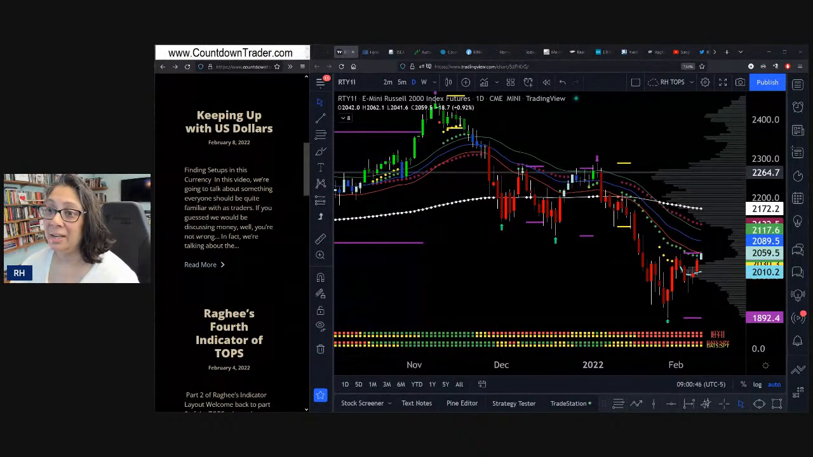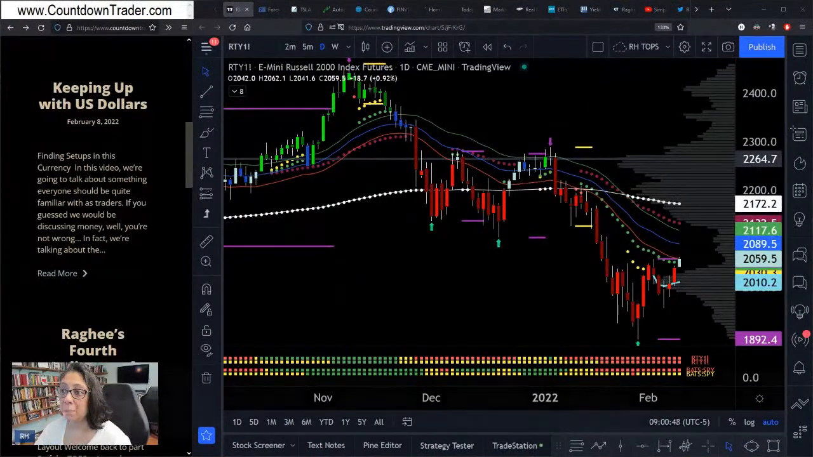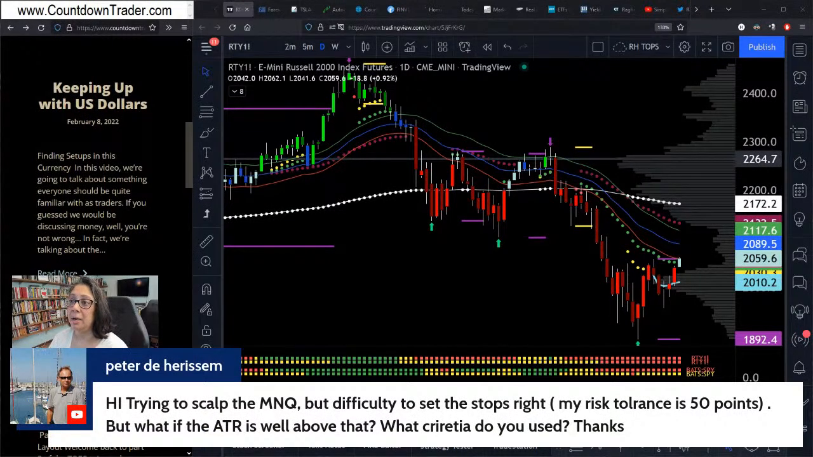All right. So first up, hey there, Peter. Trying to scalp the micro NASDAQ, but difficulty to set stops right. My risk tolerance is 50 points. But what if the average true range is well above that? What criteria do you use?